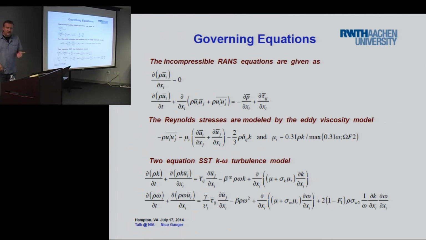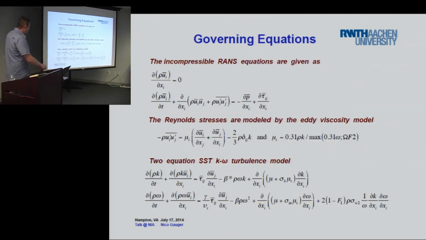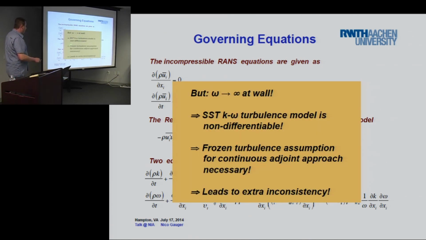And we know when we go to the boundary, to the wall, that omega tends to infinity. So this turbulence model is not differentiable. That means if we would like to do a continuous adjoint, derive optimality conditions first, we would assume mu t to be frozen. Then the derivative is 0. Otherwise, we get problems. It doesn't exist. And this frozen turbulence assumption really leads to extra inconsistencies.